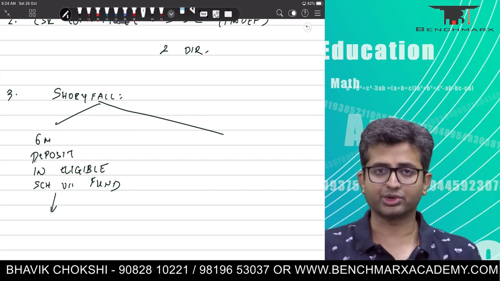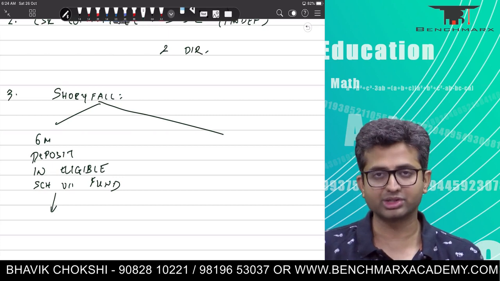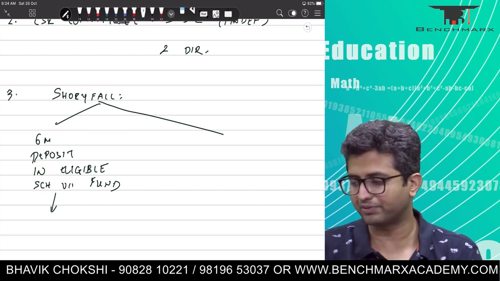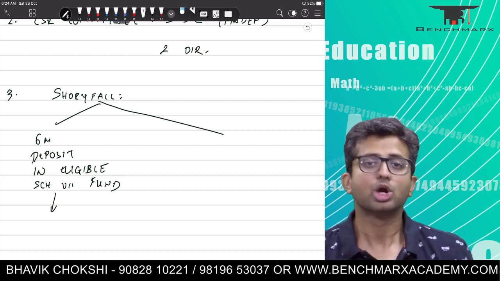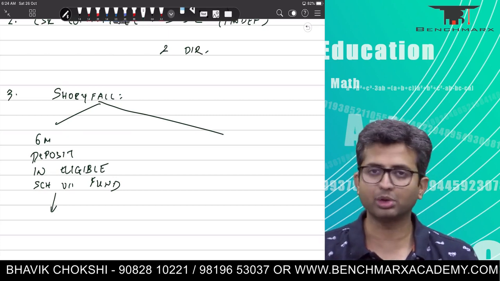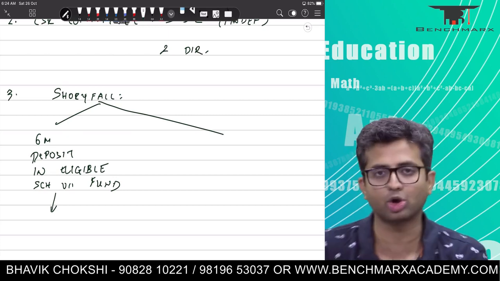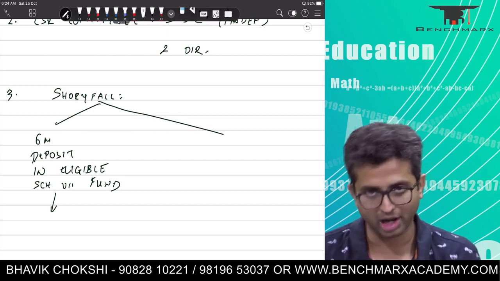Well, what if you don't deposit? Then you are subjected to penal consequences. The company would have to pay a penalty of anywhere between 50,000 to around 25 lakhs, and each officer in default will also be subjected to imprisonment along with the penalty, either or even both.